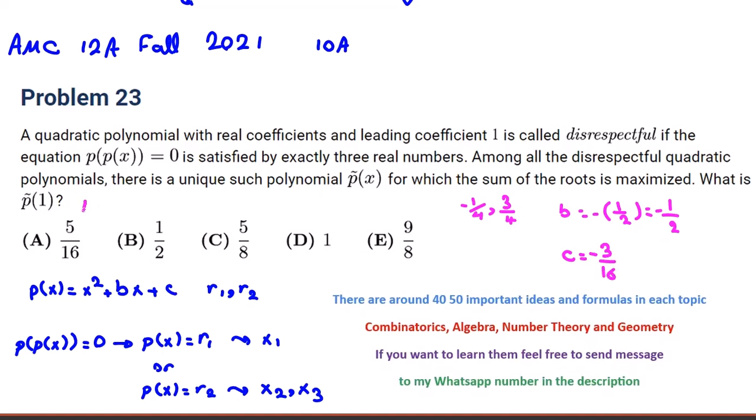Now it says P of 1 is what? So you say 1 squared plus b times 1 plus c. b is what? Minus 1 half minus 3 over 16, which is what? If we use 16, it will be 16 minus 8 minus 3. It's 5 over 16. Okay, so the answer is choice A.